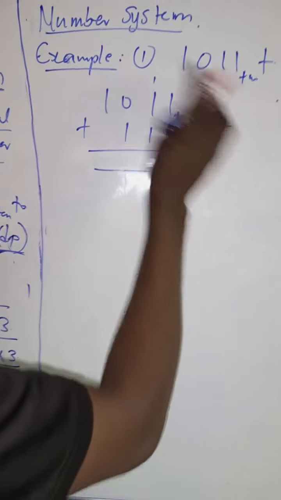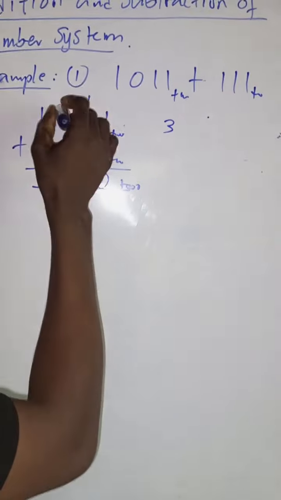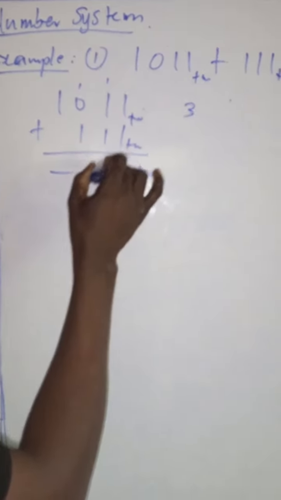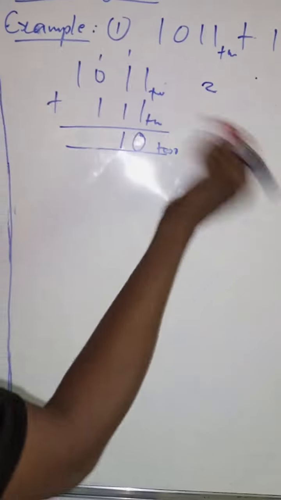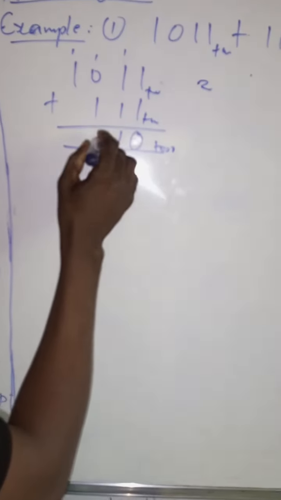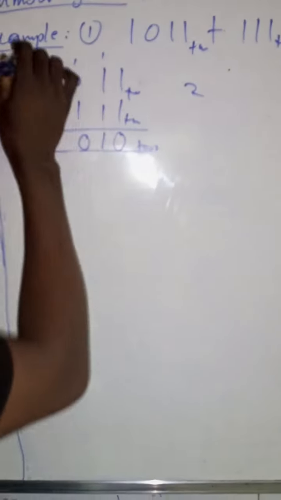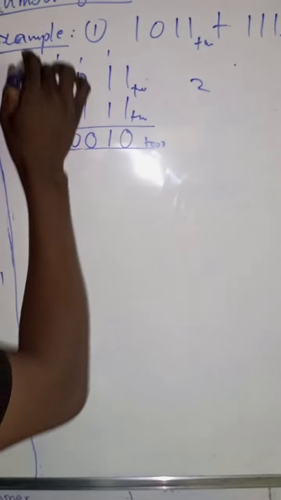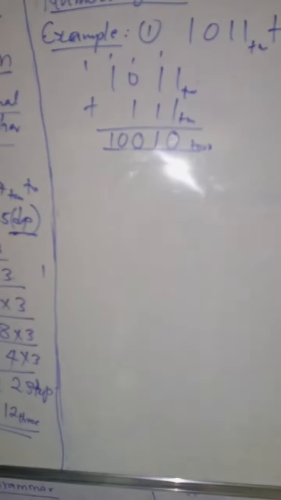If I add this one, 1 plus 1 plus 1, it will give me 3. 2 there, it will be 1, but it will remain 1. This one will be 2. 2 into 1, it will remain 0. This one will still give me 2. 2 into 1, it will remain 0. The last one, there is nothing there. I'll write, of course, that's how we'll add it.